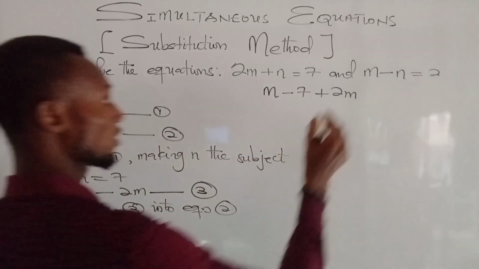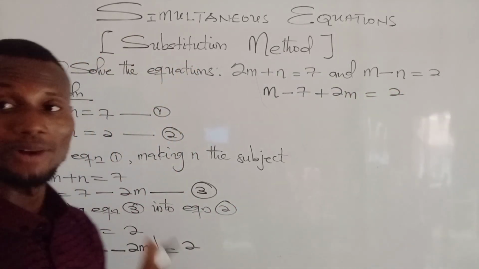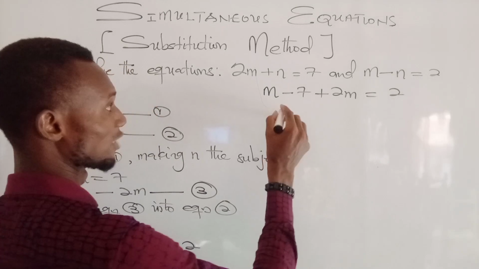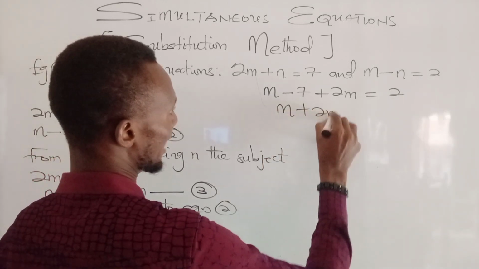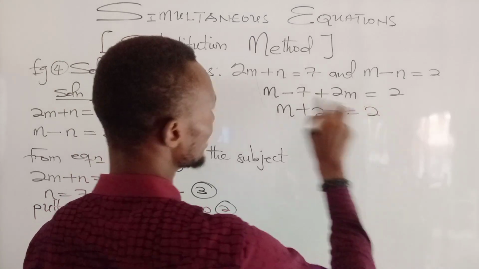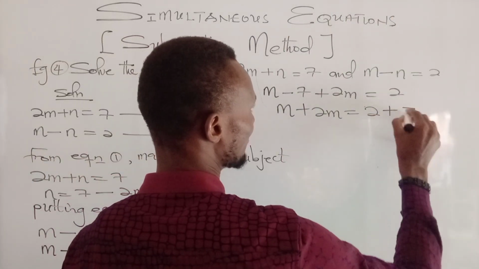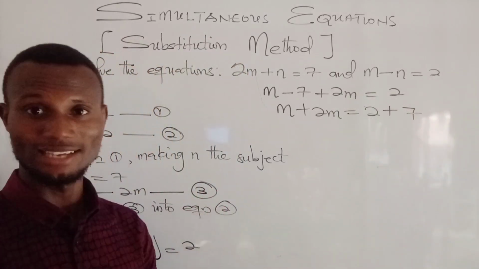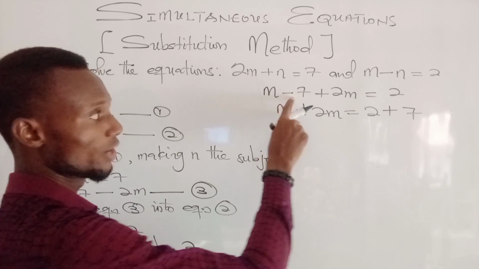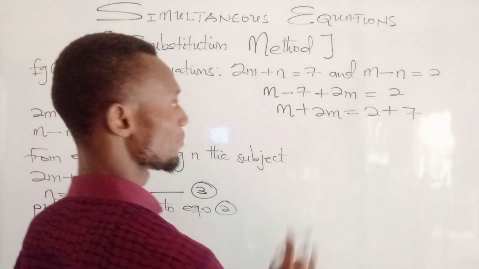So that equals our 2. From here you just need to group like terms and solve further. So I have my m plus 2m equals 2, then the minus 7 will cross the equal sign, so it becomes plus 7. When anything crosses the equal sign, the sign it has changes. It is negative here; when it crosses the equal sign to join the 2, it becomes positive. That's why I have plus 7 there.